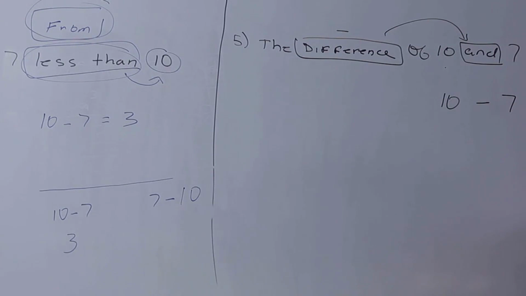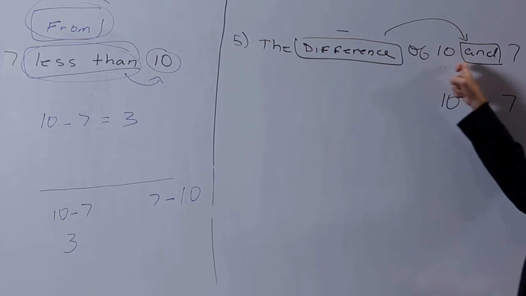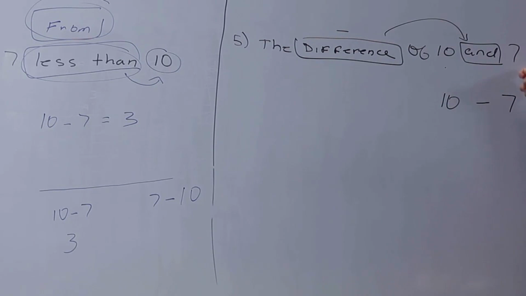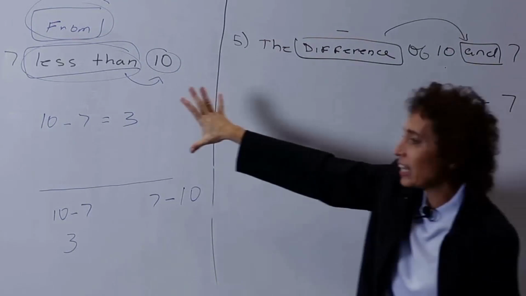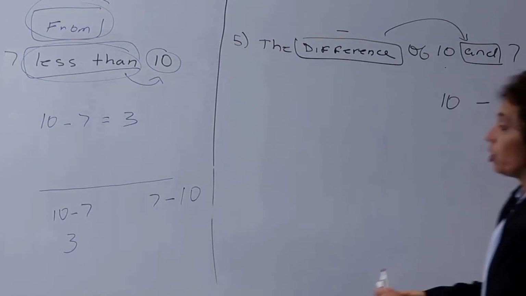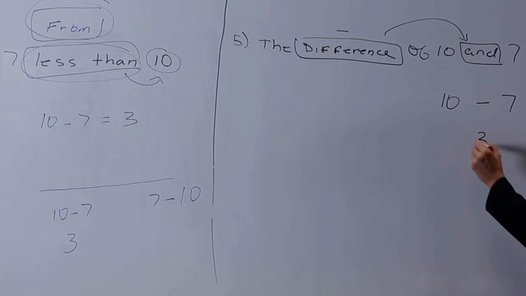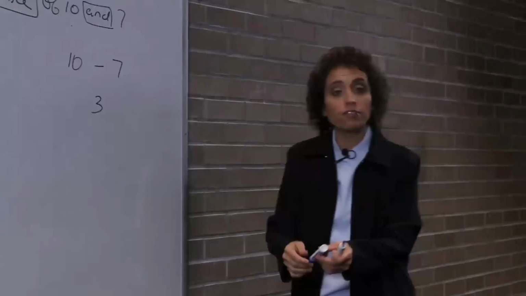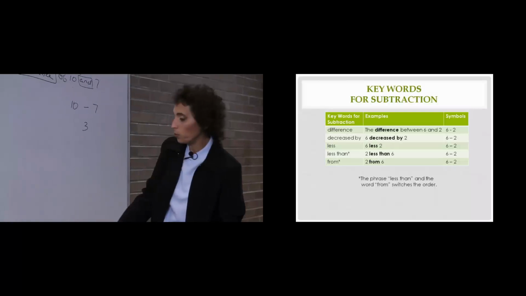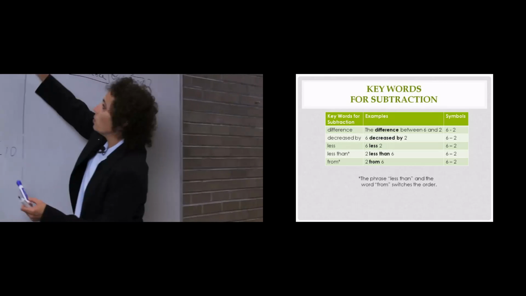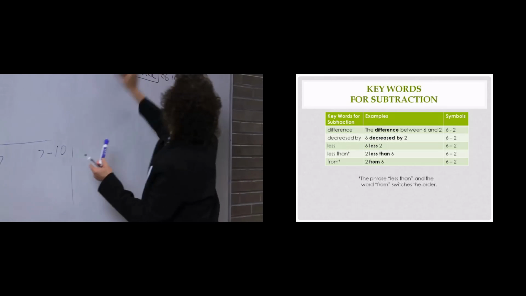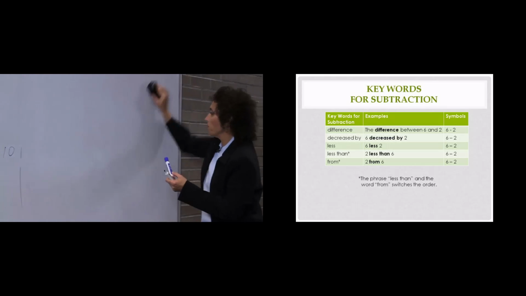Okay? Remember, the only thing that's going to change the order on us, it goes word for word here. 10 goes first because you see the 10 first. 7 goes second because you see the 7 second. The only thing that's going to change the order is the word "from" and the phrase "less than". So this clearly is 10 minus 7, which is 3. So let's just kind of, for 1 second, review these keywords, and they're in your workbook. So let's see what we can do here. All right. So we learned a couple of them. The key thing here is those two phrases that switch the order.